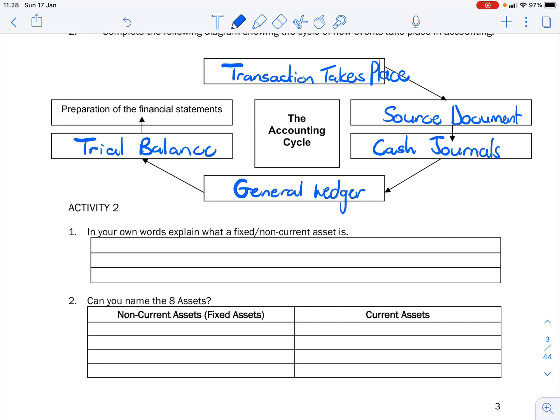The sixth and final step that is put in for you guys is after the trial balance has been completed, the financial statements can be prepared.